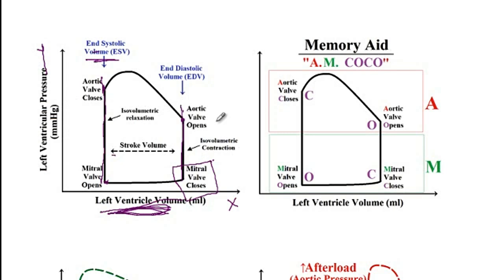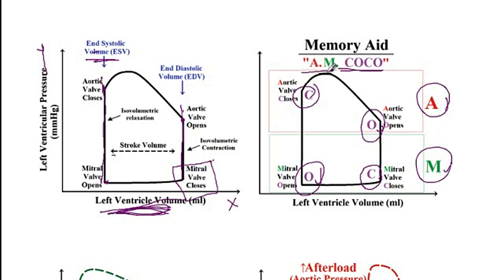But in case you want to save some time and just plug everything in, here I have provided you with a memory aid. So from the starting point where the mitral valve closes, you have COCO. And then after midnight is the other memory aid. So the top part is A and the lower part is M. So as long as you know AM COCO, you can memorize this sentence, then you're fine.